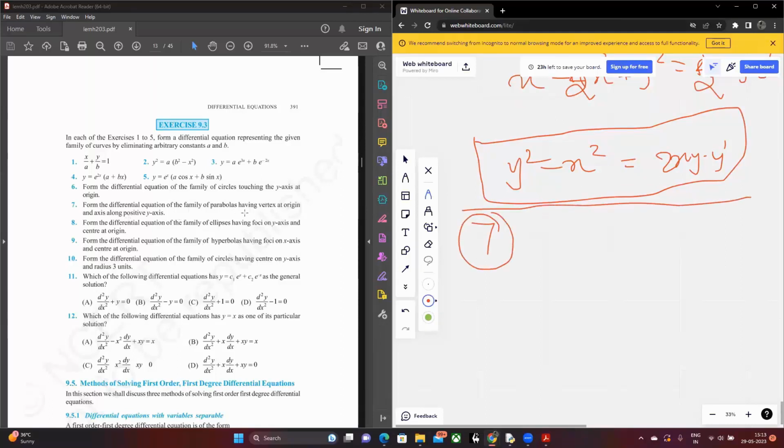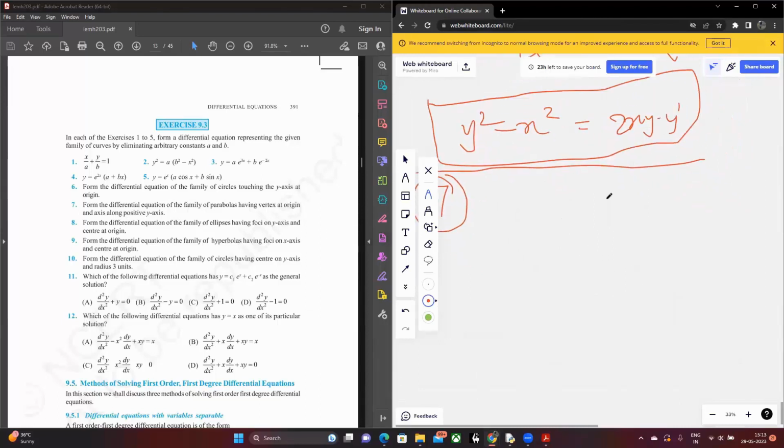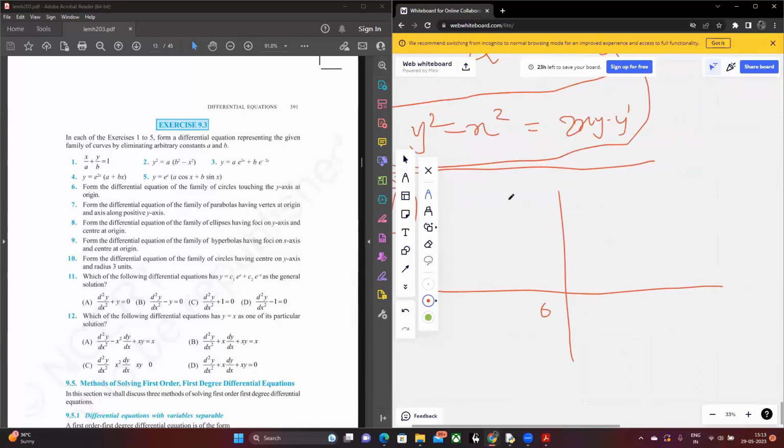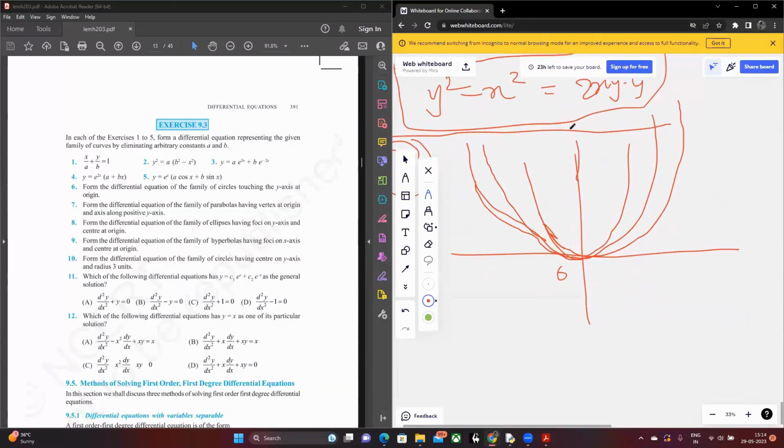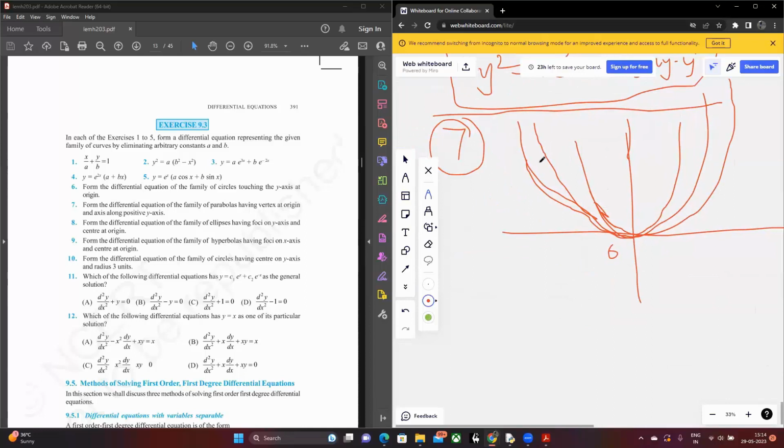Form the differential equation of the family of parabolae having vertex at origin and axis along positive y-axis. So basically, what they want is a family of parabolae having the vertex at origin and axis along the positive y-axis. Since the axis has to pass through the vertex, this means the axis of every parabola is the y-axis itself, right? Because it has to be along the y-axis and also pass through the origin. So you have a family which has different foci, but the same axis and the same vertex.